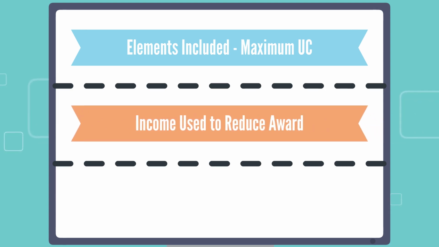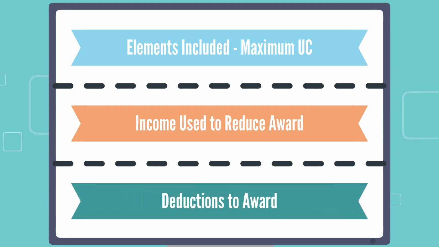The statement is split into sections. The top part shows which elements have been included to work out your maximum UC. The next section shows which income has been used to reduce the award. And the final section confirms any sanctions, loans, advances, deductions, or overpayments.